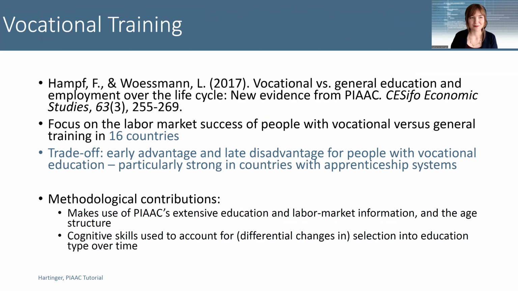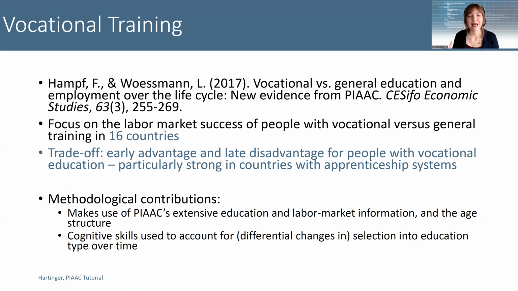Now, in one of these papers, Hanf and Westman look at vocational versus general education. They look at differences in labor market success between vocationally and generally educated people in 16 PIAAC countries. By comparing employment chances across education types and age groups, they find an employment advantage early in life for those with vocational training. However, later in life, these people are overtaken by those people who have received general education.